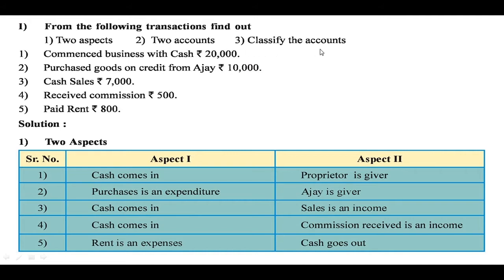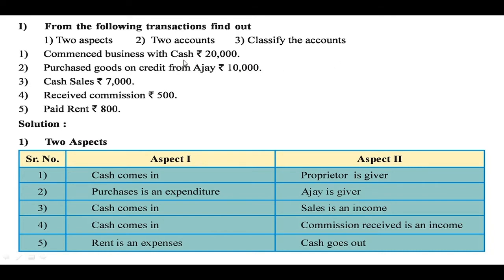Now we will start with the first transaction which is given here. Commenced business with cash rupees 20,000. The proprietor has started the business with the capital of rupees 20,000. As you know, whenever the proprietor or the businessman has to set up the business, he requires capital. And he brings that capital in the business by investing cash.